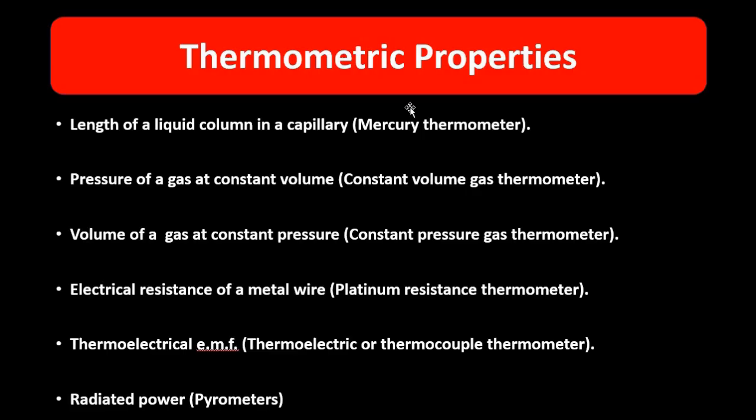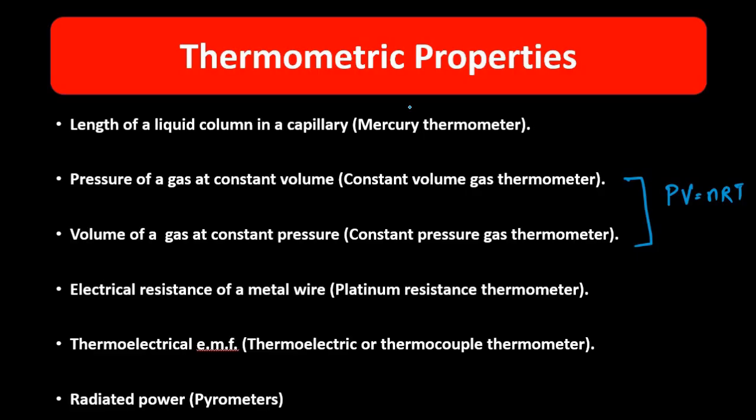The different thermometric properties which are used are, first, the length of a liquid column in a capillary, where the liquid column rises and falls with rise and fall in temperature. Second, the pressure of a gas at constant volume. This uses the relationship PV = nRT, where temperature is determined from pressure and volume, taking either of them constant: constant pressure volume thermometer, or constant volume gas pressure thermometer. One parameter is kept constant and the other responds to temperature.